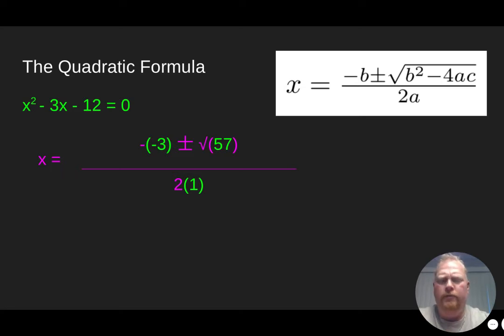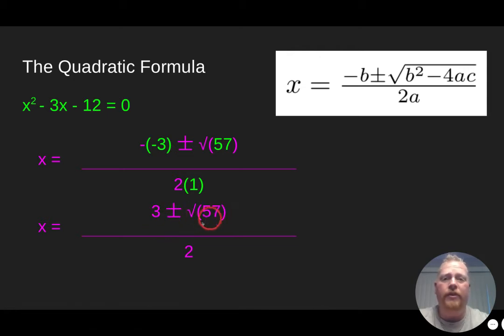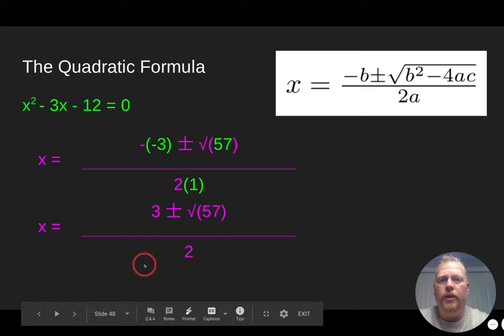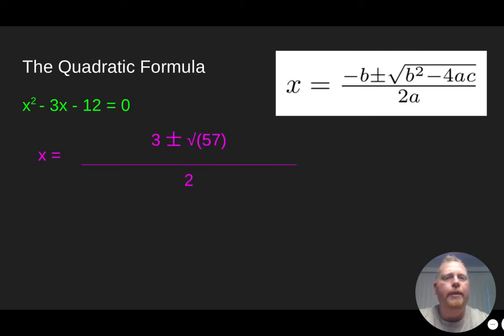Where do we go from there? Well, let's go ahead and clean it up a little bit. A negative 3 is a positive 3. So that negative 3 just turned into a positive 3 there. And then 2 times 1 is just 2. So now we've got 3 plus or minus the square root of 57 over 2. So the next thing to do is let's go ahead and figure out what is the square root of 57. So let's make a little room, bump it up. If I grab my calculator and plug it in, the square root of 57 is roughly 7.55. So now I've got 3 plus or minus 7.55 over 2.